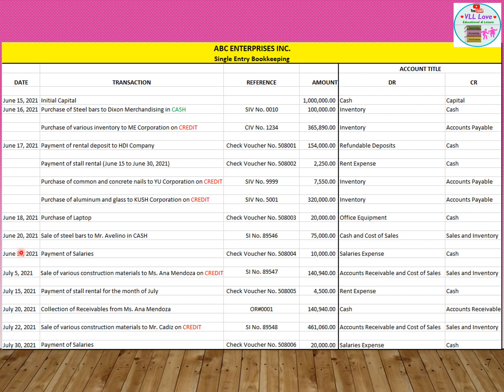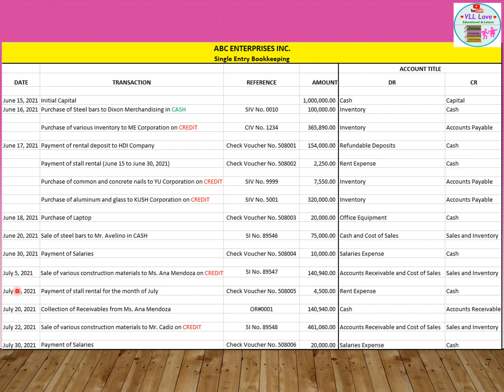On June 20, sale of steel bars to Mr. Avellino in cash in the amount of 75,000. Account titles are cash and cost of sales, part of debit, and credit is sales and inventory. On June 30, ABC Enterprises paid salaries to its employees in the amount of 10,000, and the entry would be salaries expense and credit cash.